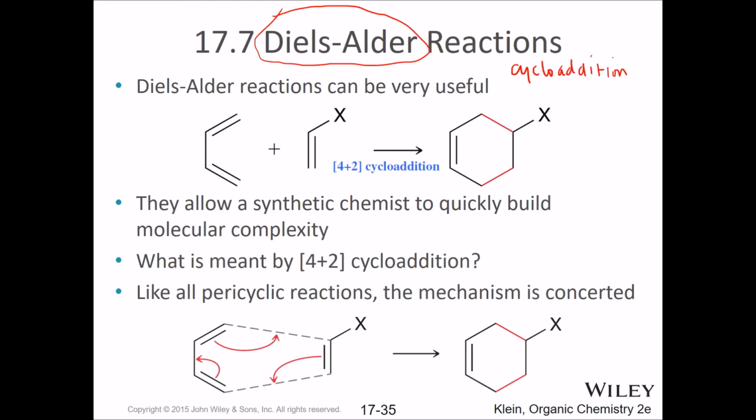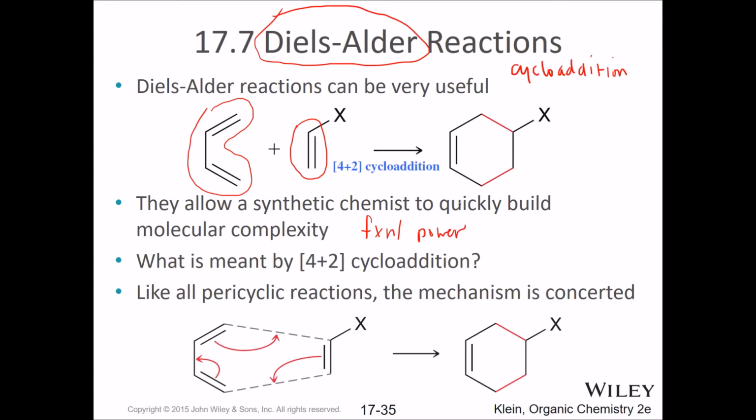We want to make things, and ring systems are ubiquitous in nature. And this is a way to make a ring system from very simple compounds. This is very cool. So you see I've got a 4-carbon compound here, a 2-carbon compound here, and I make a 6-carbon compound, a 6-carbon ring. Wow. So their usefulness is described here. They allow a synthetic chemist to quickly build molecular complexity, and molecular complexity means functional power. These are cool.